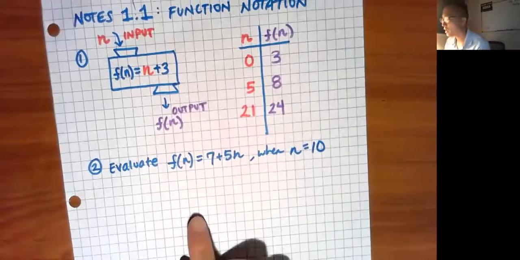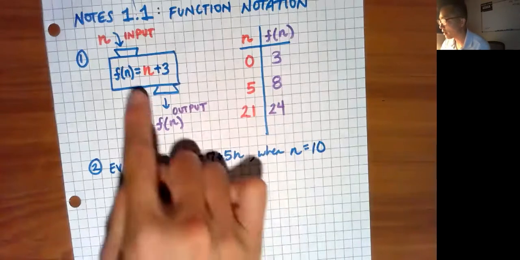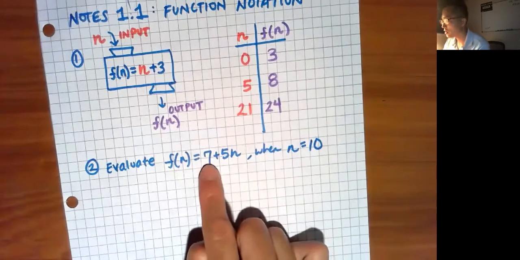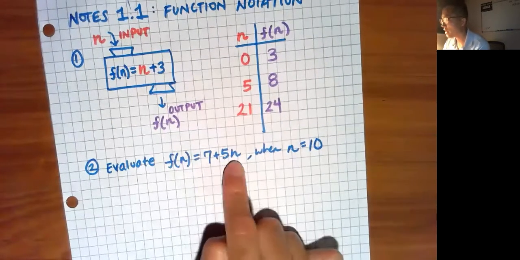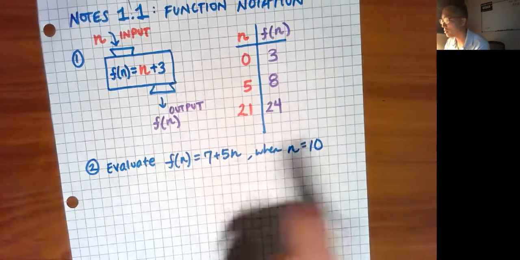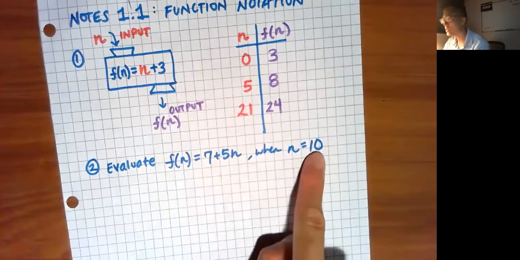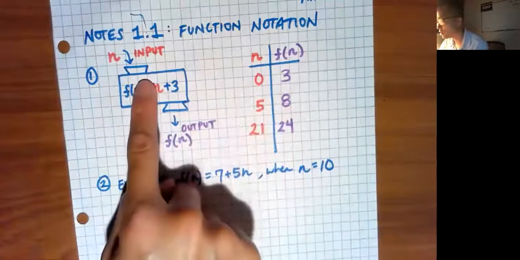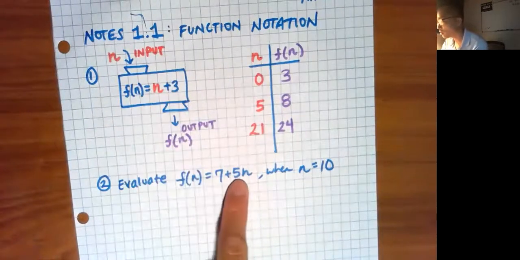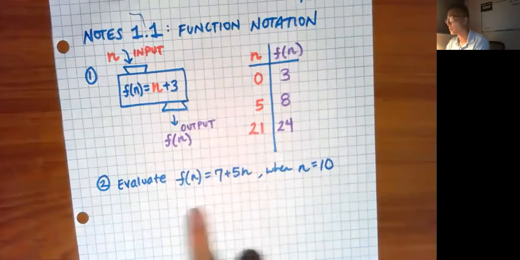So what this is saying is, when this is my function, when my machine is doing 7 plus 5 times whatever number you put in, n is the input. Well, what would the output be when my input is 10? You can imagine you're putting 10 into the machine. It's getting multiplied by 5 and then added by 7, and then another number comes out. That's what this is saying right here.